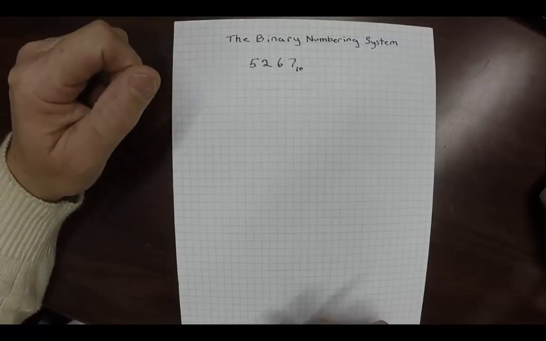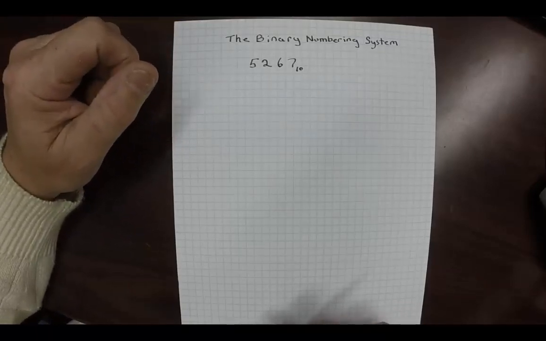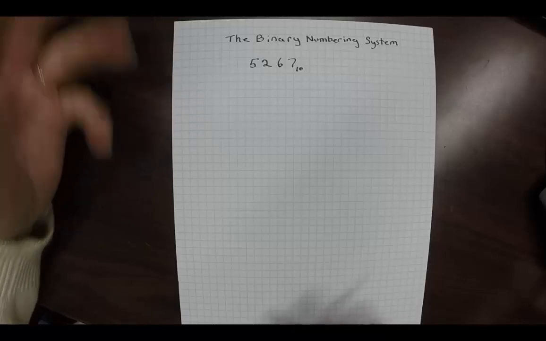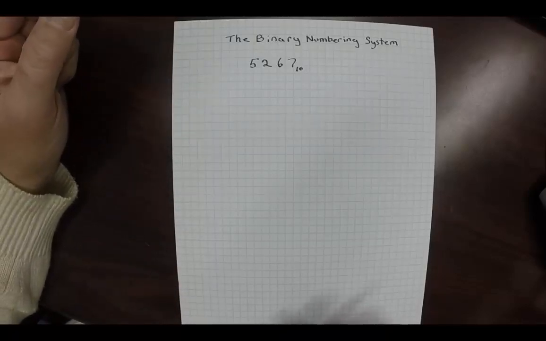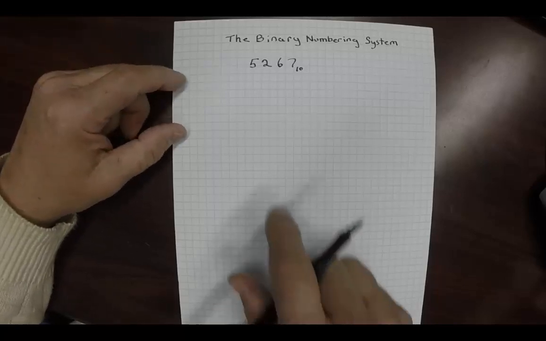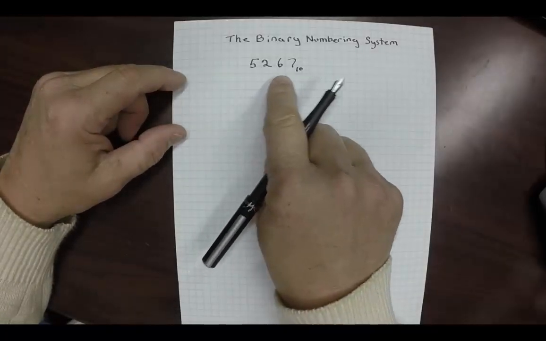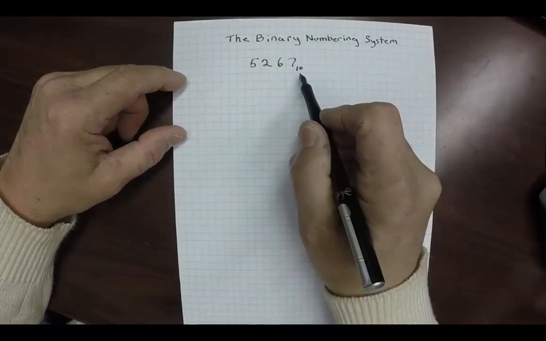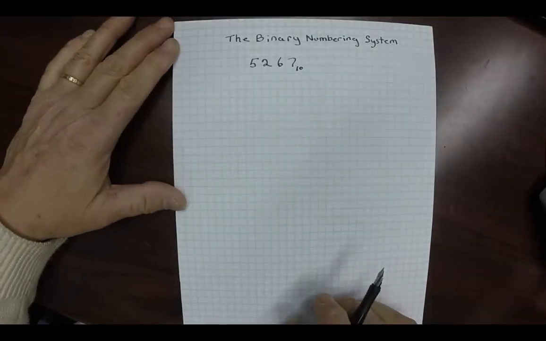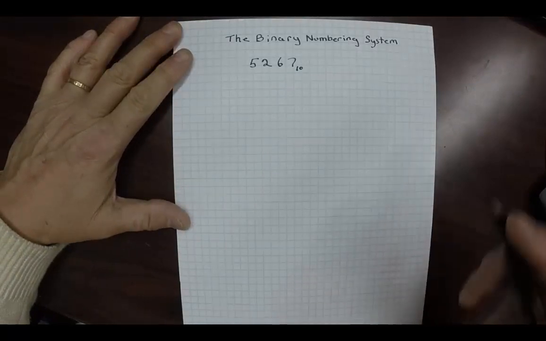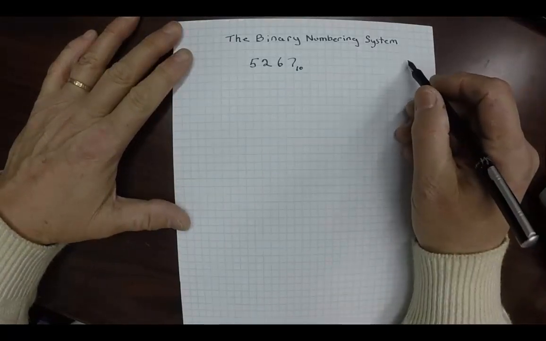Before we start talking about binary numbering systems, it's important that we understand our current system, decimal, or its proper name I suppose, base 10. Let's take the number 5,267. The little number 10 in the subscript tells us that this is a base 10 number. The base 10 number system is based on 10 symbols.